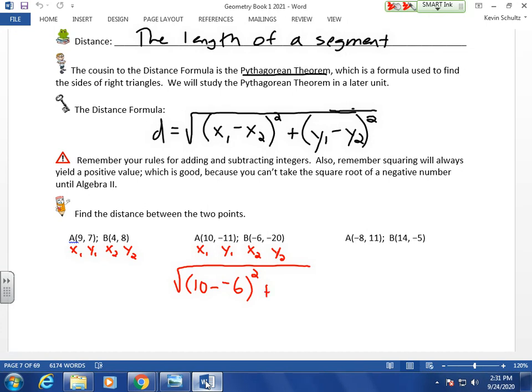And we're adding to that y1 minus y2, which is negative 11 minus negative 20. It's almost as if I did that on purpose, just to make you practice that minus negative thing.